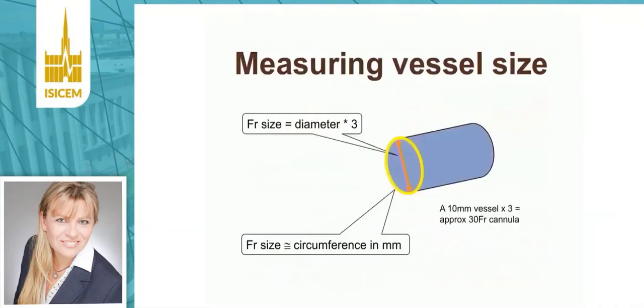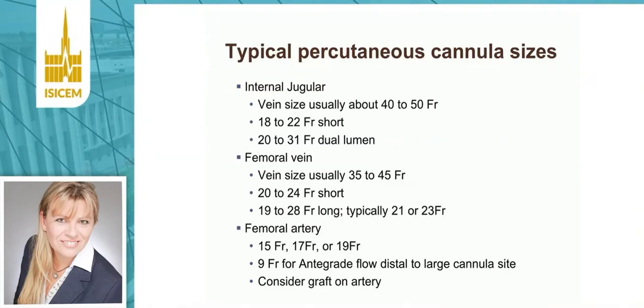This is the picture of how to measure vessel size, because the cannula size is given in French. The French size refers to the circumference of the cannula, and the diameter is the French size divided by 3. For example, a 10 millimeter vessel diameter corresponds approximately to a 30 French cannula for a double lumen. There are some typical percutaneous cannula sizes, for example for the internal jugular and femoral vein. You can see the examples.